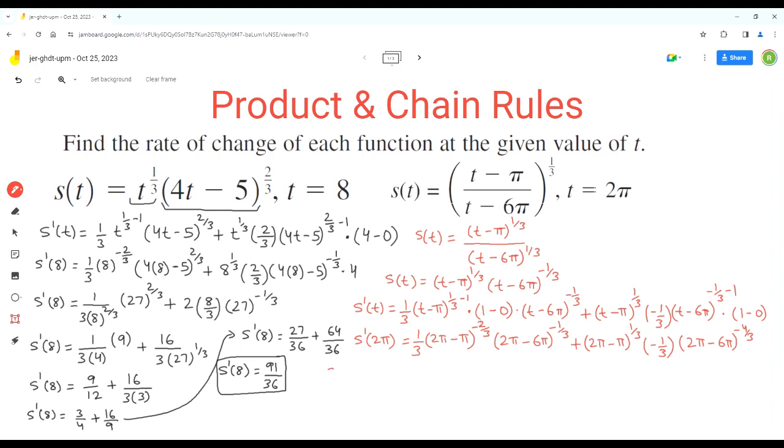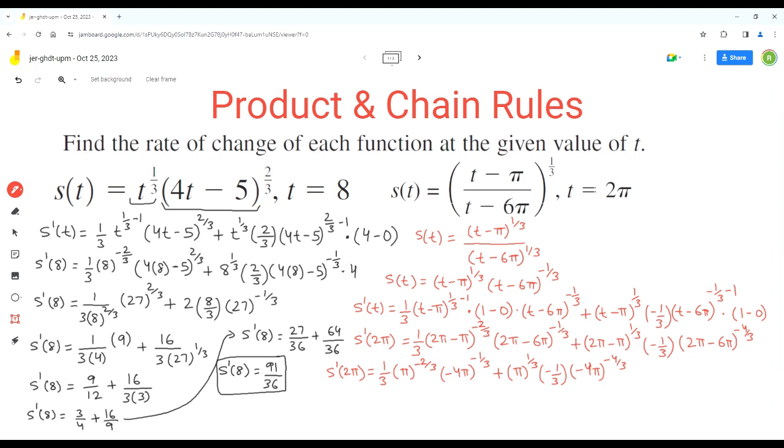Now we can simplify it further. So s prime of 2 pi equals 1 over 3 and then pi exponent negative 2 over 3 times (negative 4 pi) exponent negative 1 over 3, plus, now we get pi exponent 1 over 3 times negative 1 over 3 times (negative 4 pi) exponent negative 4 over 3.